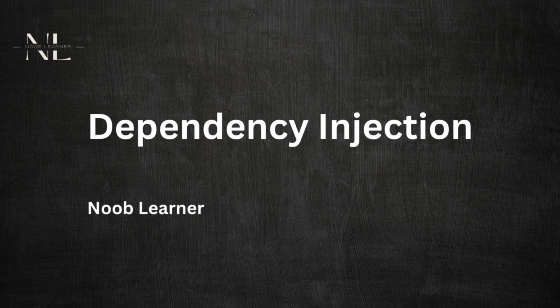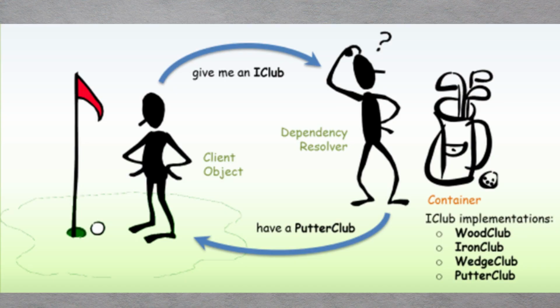Welcome to today's video where we will be discussing the benefits of using dependency injection in software development. Dependency injection is a powerful design pattern that can improve the maintainability, scalability, and flexibility of your application, by reducing coupling, increasing testability, and promoting code reusability.